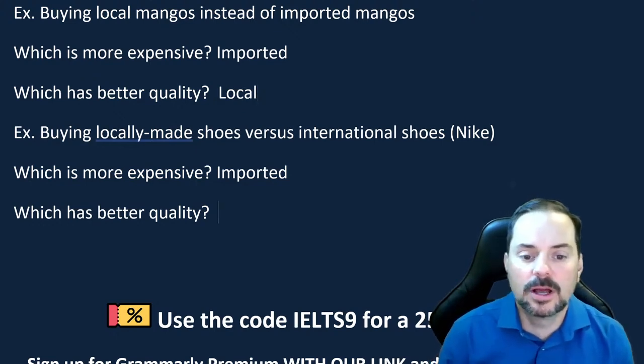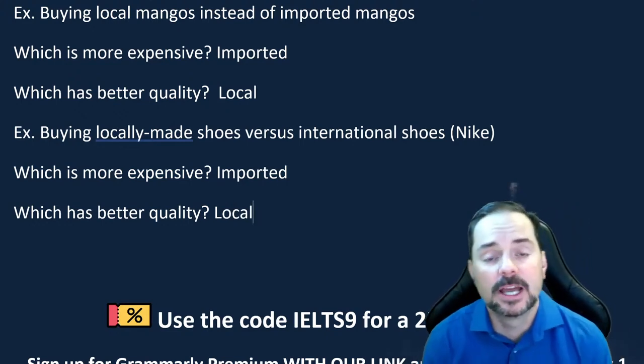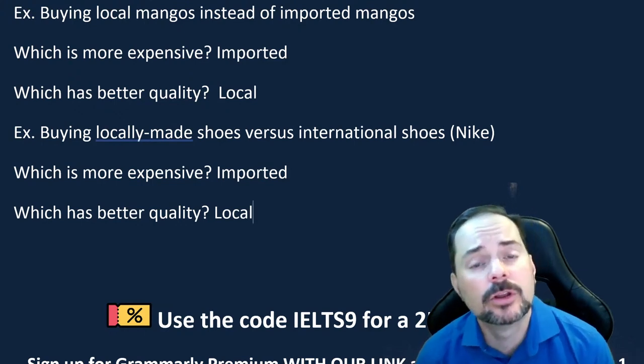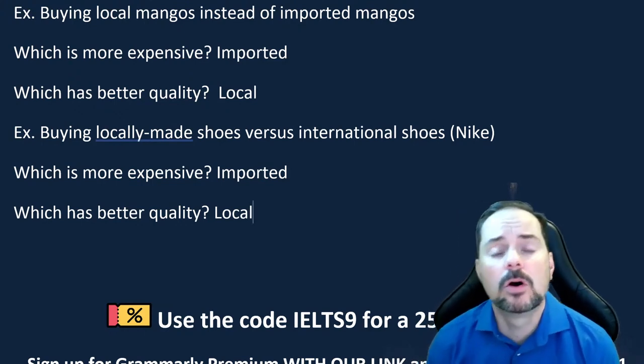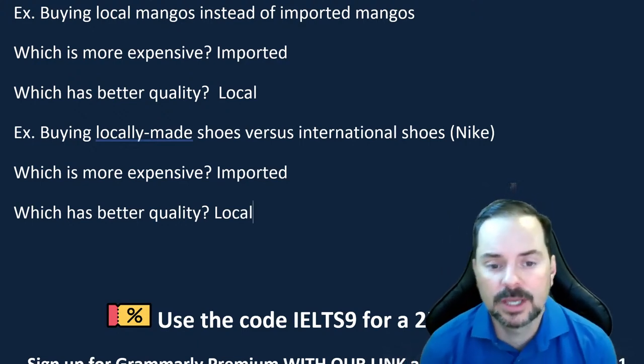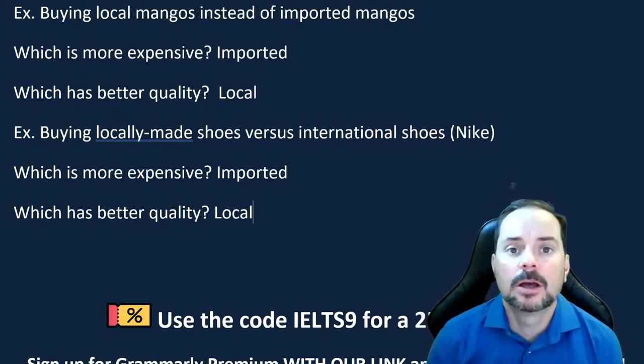Let's say local. In Canada, you pay more for local products, and oftentimes local products are definitely more expensive. However, they are going to be better quality. Okay. Now, obviously, that's not true in every location.